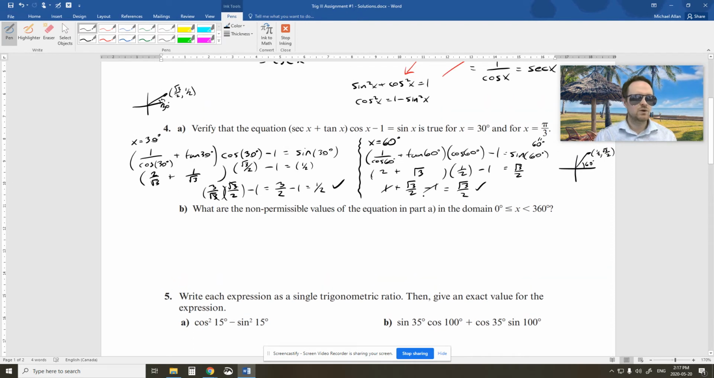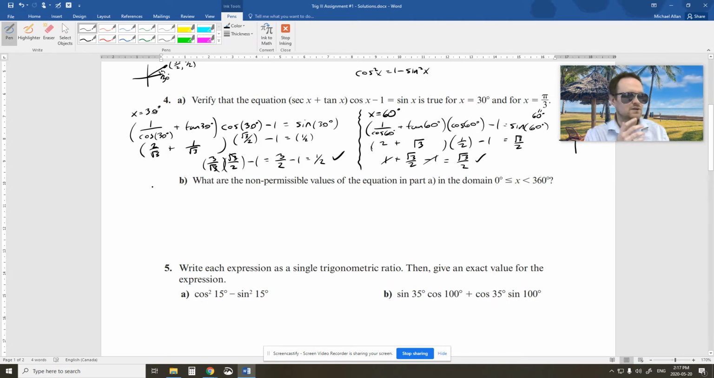Cool. What are the non-permissible values for this? Or this is within one circle. Okay, that's not too bad. So remember the non-permissible values of whenever anything's on the bottom. So secant is 1 over cos. So cos x cannot be 0. Okay. Tan is sine over cos. So cos x can't be 0. Actually, that's just the only one then. Cos x cannot be 0.